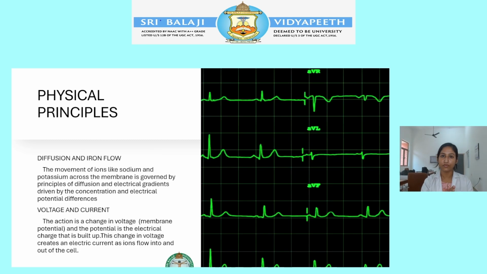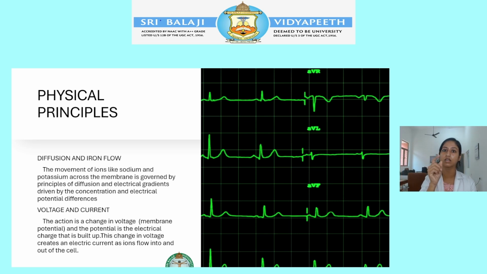And then diffusion and ion flow. What is diffusion and ion flow? This action potential works on the principle of diffusion and ion flow. Diffusion is a flow of ions, and that flow of ions causes a change in the charge.